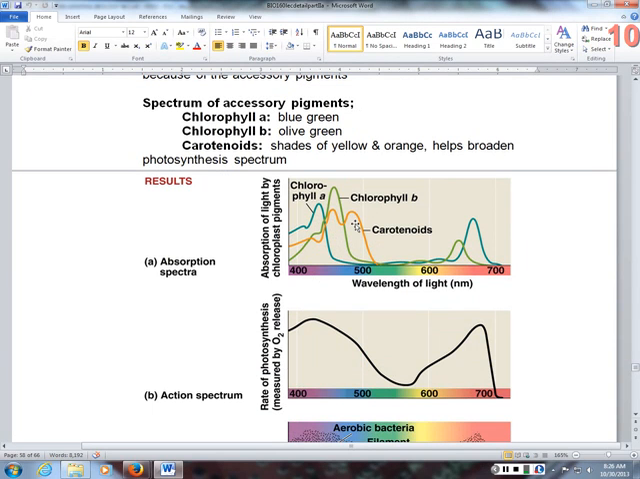So what are some things that you can think of that are going to be high in carotenoids? Oranges, red and yellow peppers, carrots, anything that is the yellowish orange colors in the plant world is going to be high in the carotenoids.